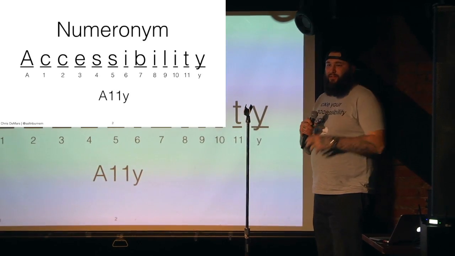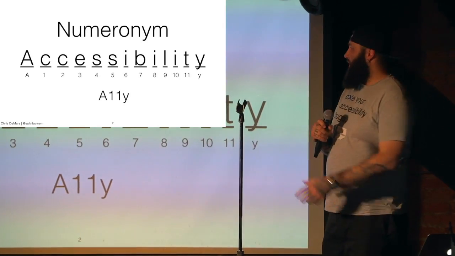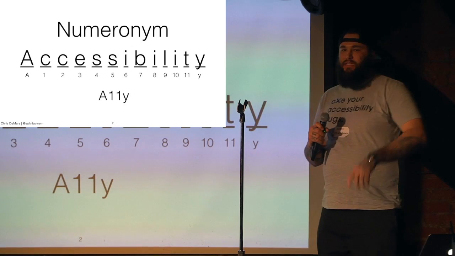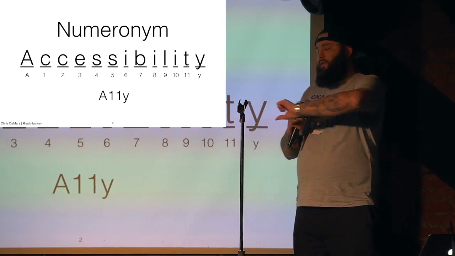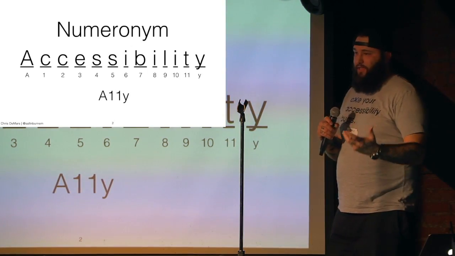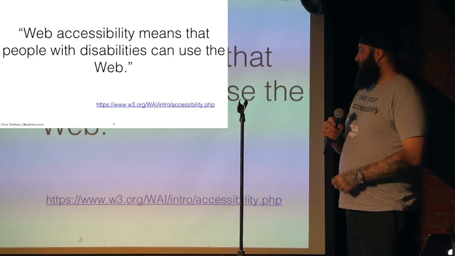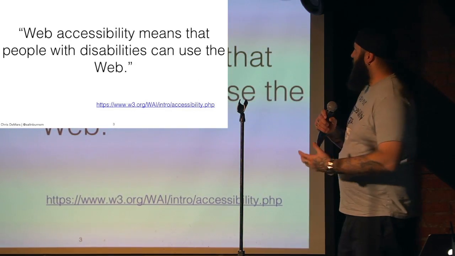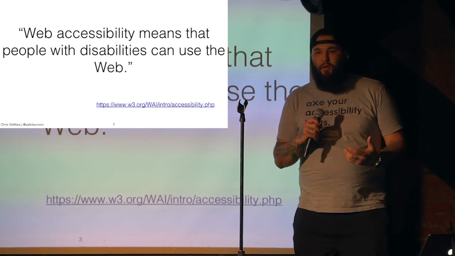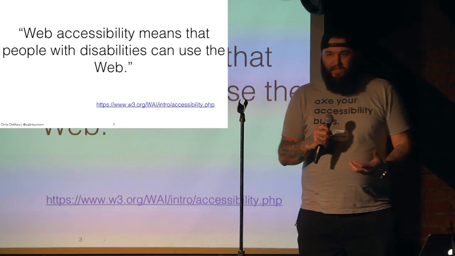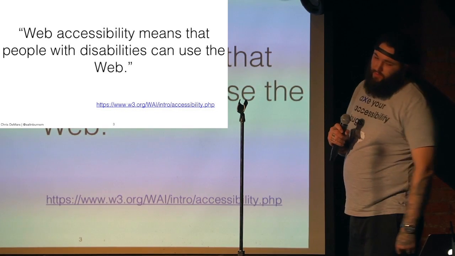You hear the term ally, or A11Y, that's a numeronym. It stands for accessibility. It's the first letter, the last letter, and then the number of letters in between, kind of like internationalization, which is I18N. What is web accessibility? It means that people with disabilities can use the web, but deeper than that, it means everybody can use the web, not just people with disabilities.